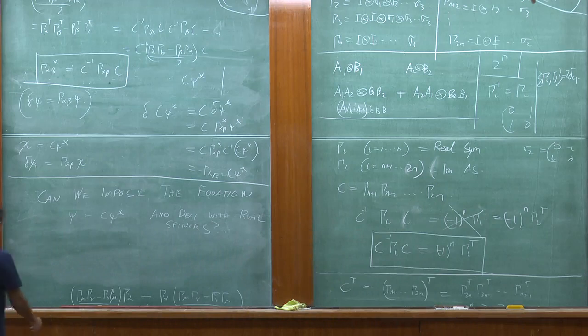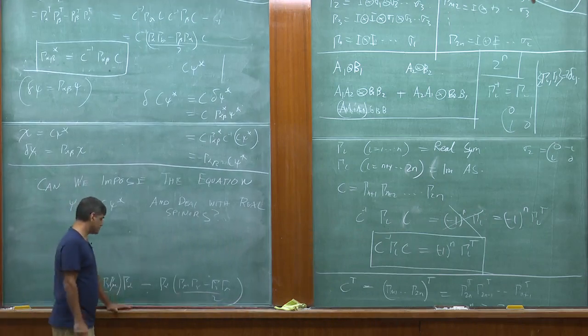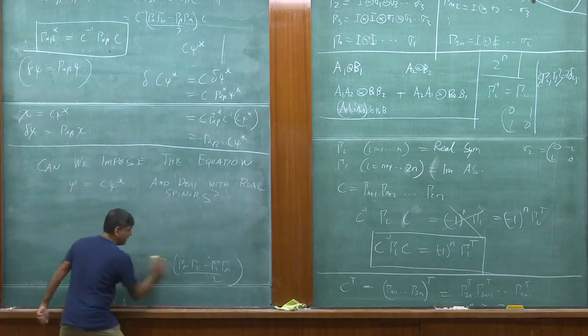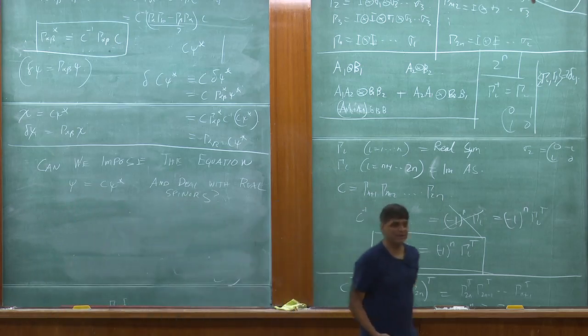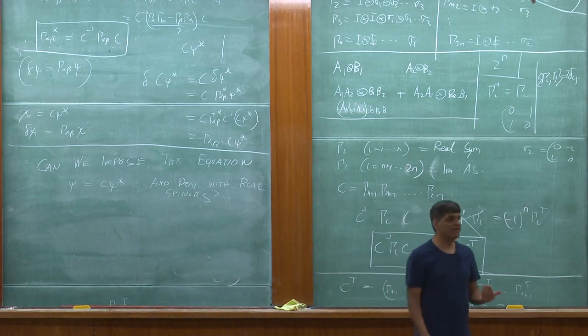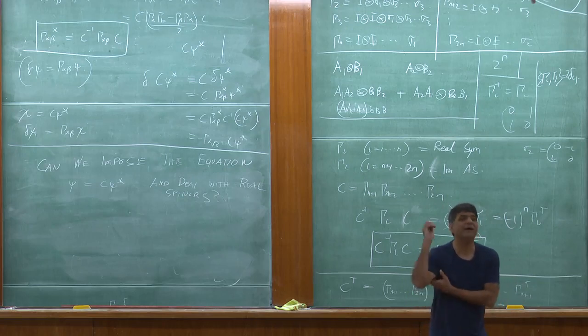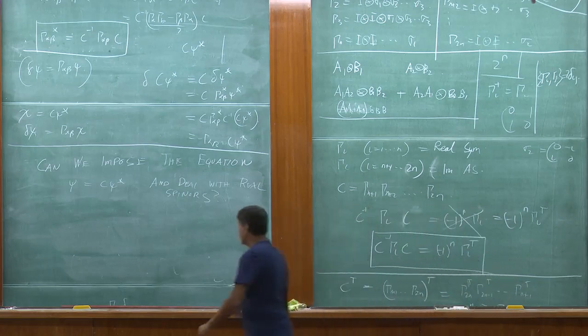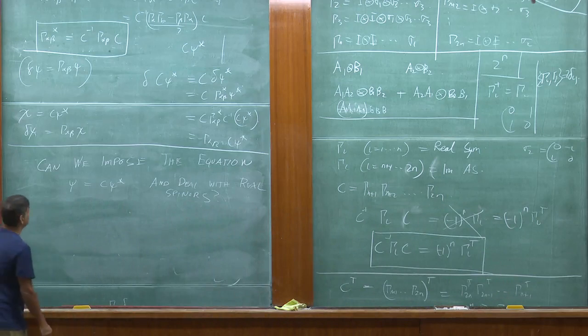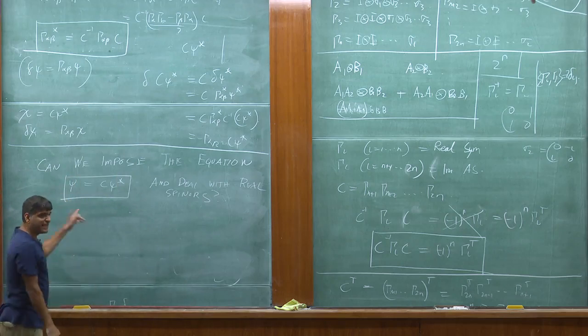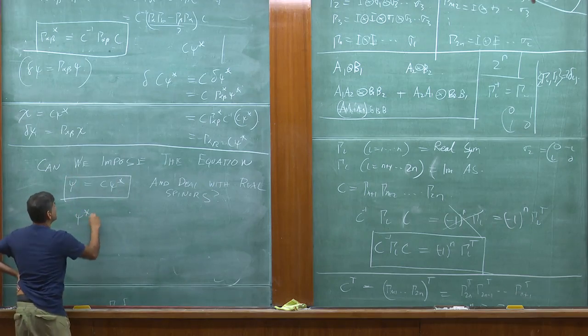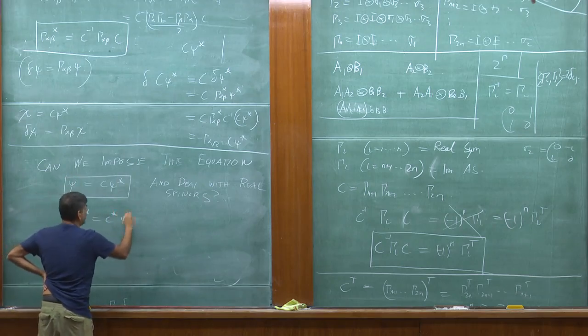Now, whenever you impose a new equation on something, one thing you want to check is whether there are integrability constraints for this equation. Often something useful is to make that equation work twice and see if you get back what you want. So, I'm trying to impose this equation. Now let's take this equation with complex conjugate. If this equation is true, then it's also true that psi star is equal to C star psi.